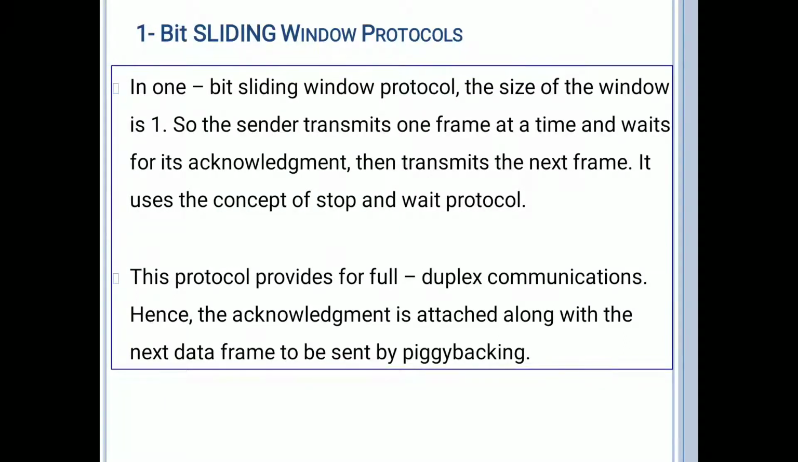Here, because of this window size 1, the sender transmits one frame at a time and it will wait for the acknowledgement which is sent by the receiver side. After getting the correct acknowledgement, only then will the sender start transmitting the next frame. This concept is similar to stop and wait protocol. In stop and wait also we are following the same working principle, that is, the sender transmits one frame at a time and waits for the acknowledgement. After receiving the acknowledgement only, it will start transmitting the next frame.